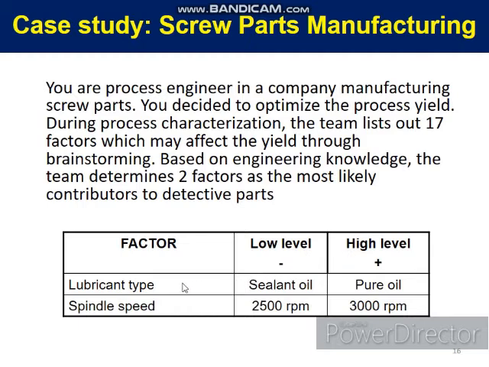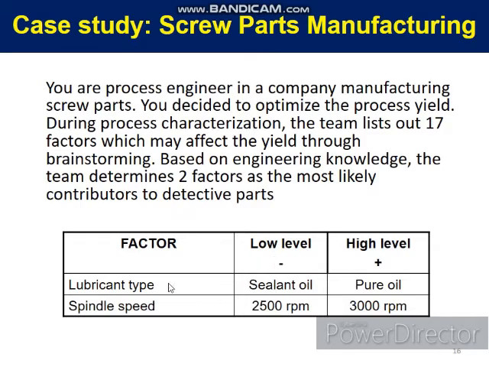So if you look at it, the first factor is lubricant type. So this is categorical. It's not numerical. Spindle speed is numerical, continuous. So basically, there are two factors and two levels. So the number of runs will be 2 to the power of 2, 4 runs altogether.